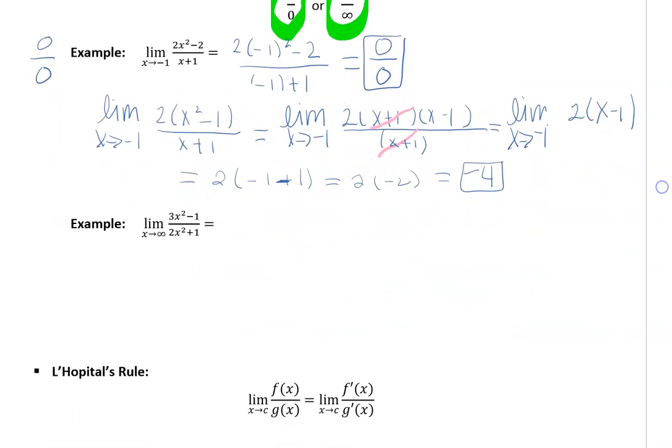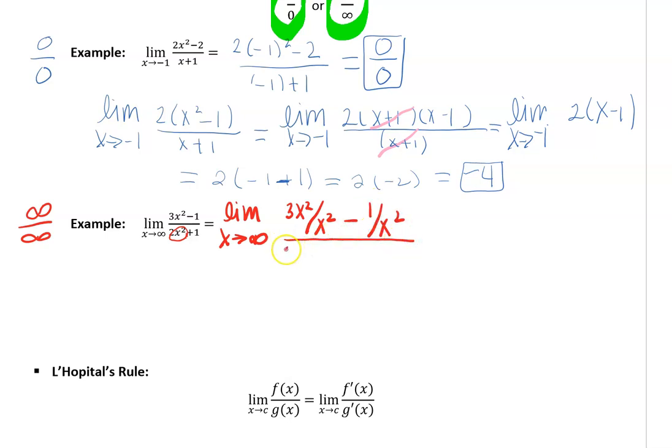Let's look at this next example, and it is the limit as x approaches infinity of 3x squared minus 1 over 2x squared plus 1. This is from your previous section. If you were to just straight plug in infinities, you would get infinity over infinity. And so from our previous section, we learned that we look for the highest exponent in the denominator, and it is an x squared. And we are going to take the limit as x approaches infinity, and I'm going to divide each of these by x squared. Remember, we show all of our steps along the way.